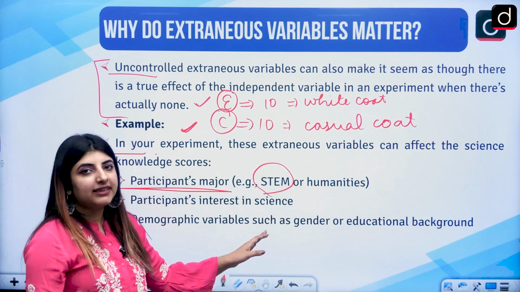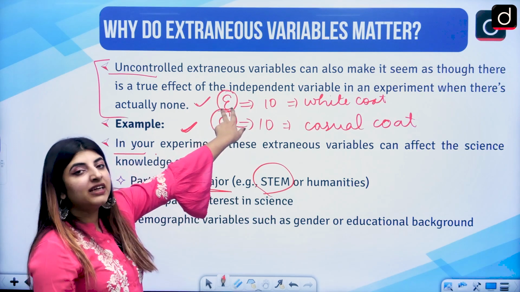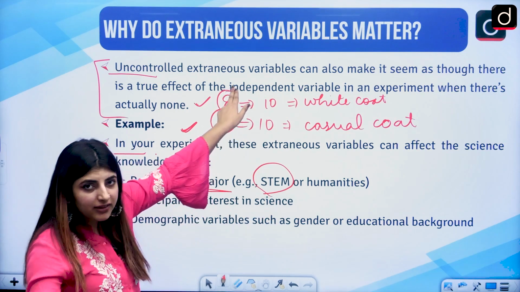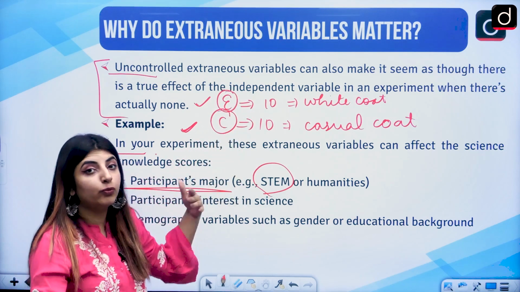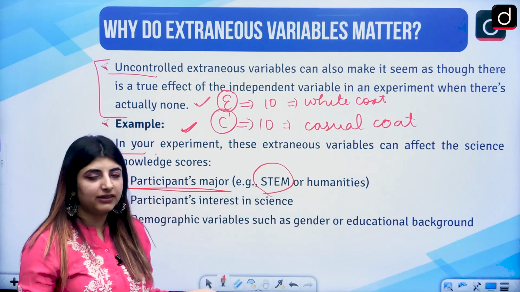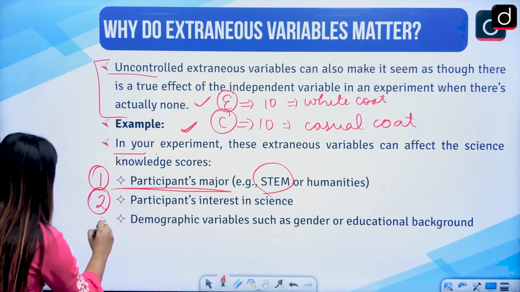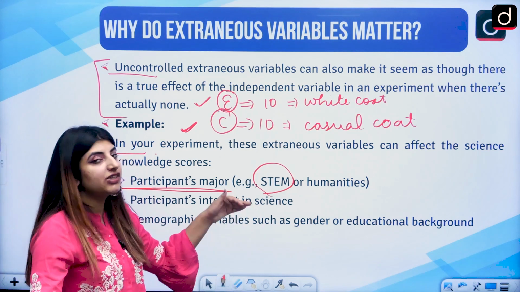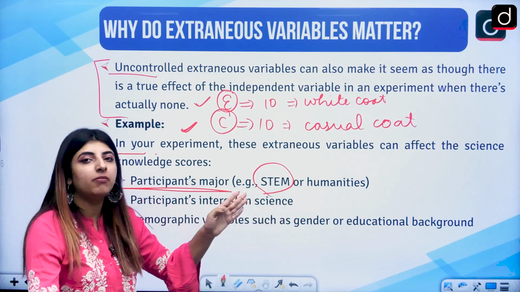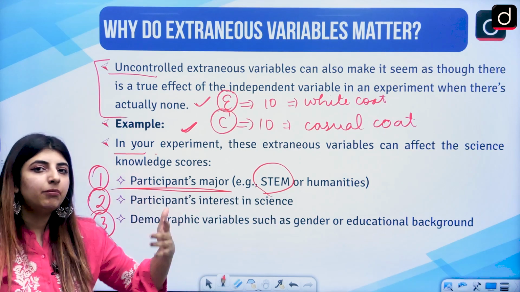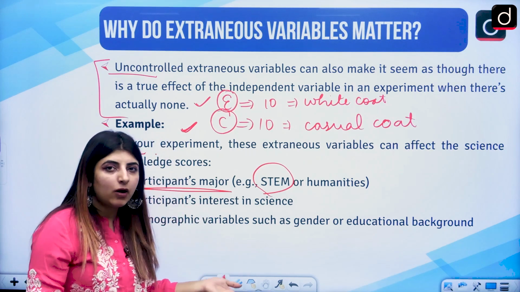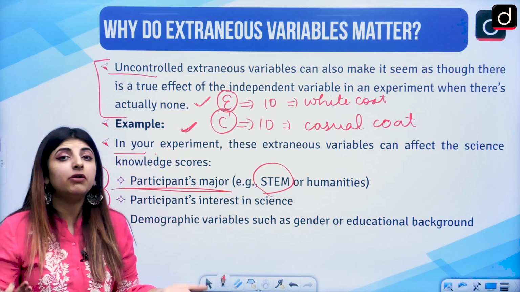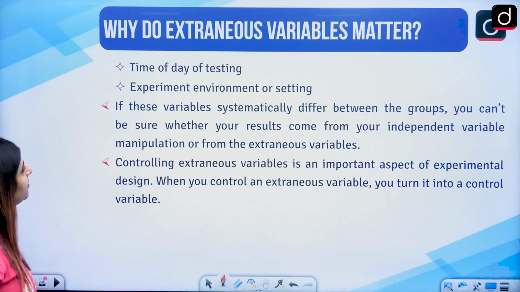Participants' interest in science. People in the experimental group could be the ones who are not at all interested in science, and people in the control group could be interested in science, or vice versa. That thing can have an effect. Third is demographic variables such as gender or educational background. Some students might be the ones who are born curious. Even if they are from the humanities background, they want to learn about science. So what about them, right? How to control those variables?